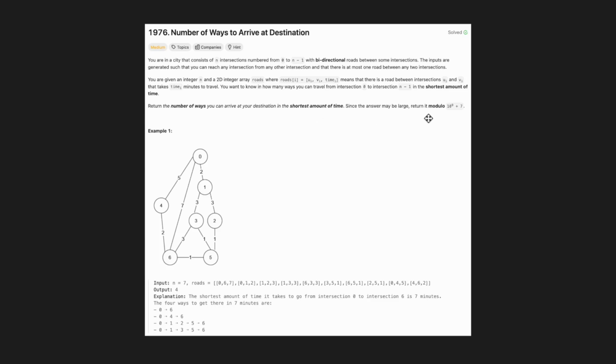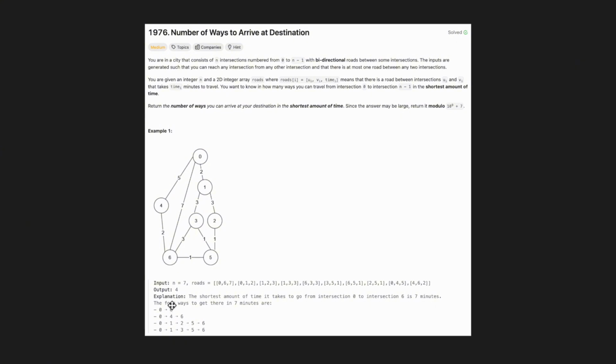And we want to modulo the answer by 10 to the 9th power plus 7 because the answer may be large. So if you look at this example, we will return 4 because the shortest way to go from 0 to 6 would be 7 minutes, and there's 4 ways to get there. You can go from 0 to 6 right away, or come to node 4, then node 6, or we can take from node 0 to node 1, then node 3, then node 5, then node 6, or we can do node 0 to node 1 to node 2 to node 5, then node 6. So there are 4 ways, so we return 4.